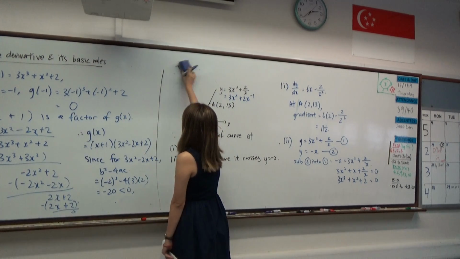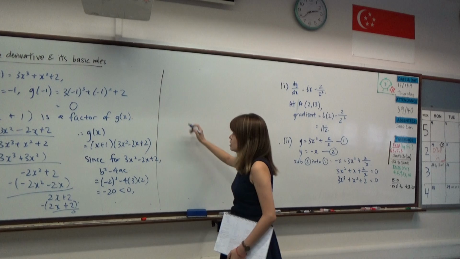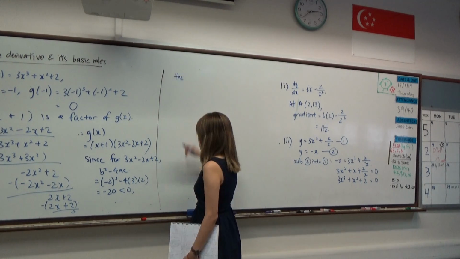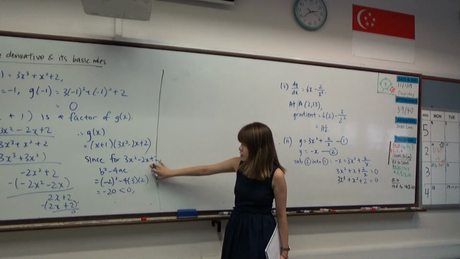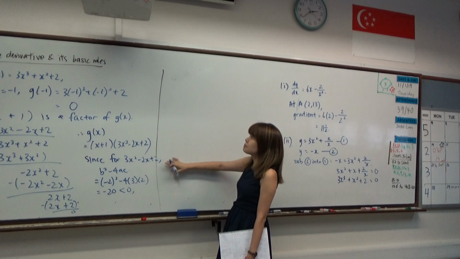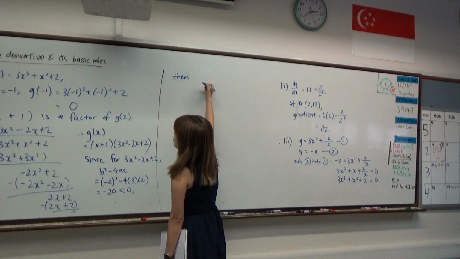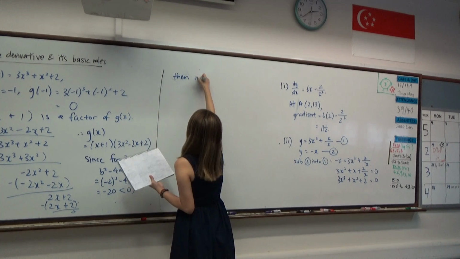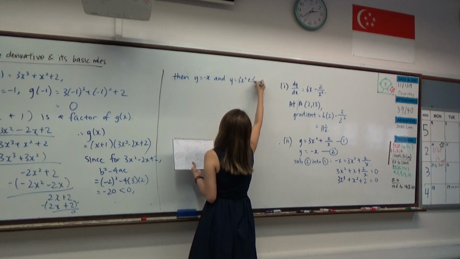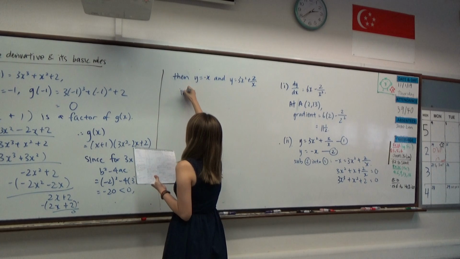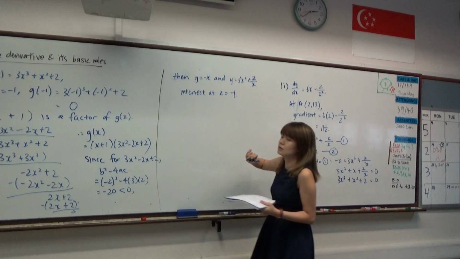I erase the question. Okay. So since for this one the discriminant is less than 0, we would find that the line y equals -x and the curve intersect at x equals -1 only.